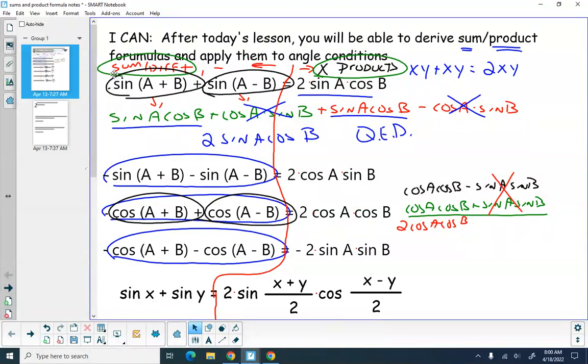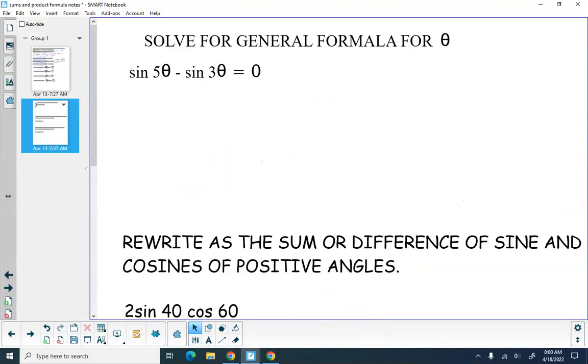Let's go to some problems. Solve for theta. We have sine 5 theta minus sine 3 theta is equal to 0. And unfortunately, we cannot combine these 2 together to say, well, that's just the sine of 8 theta. Not able to do that.